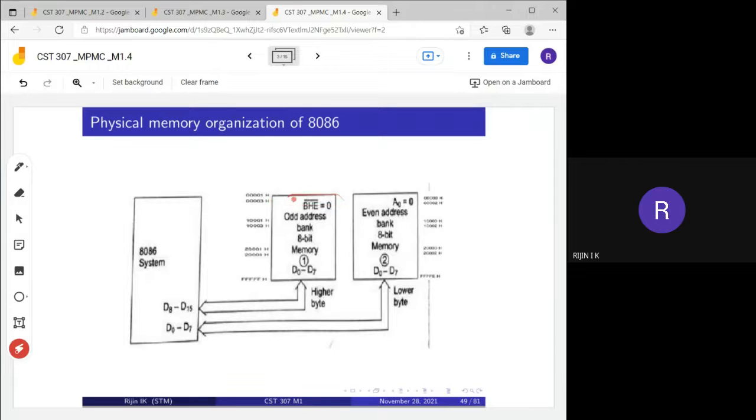Odd bank. Likewise it will access. So for accessing that, these two buses are there, the data bus. Actually, the data bus size is 16 bit. So the lower order byte is connected to the even address bank and the higher order byte is connected to the odd address bank. Based on the values of bus high enable and the A0 pin, it will access either the even address bank, the odd address bank, or both.